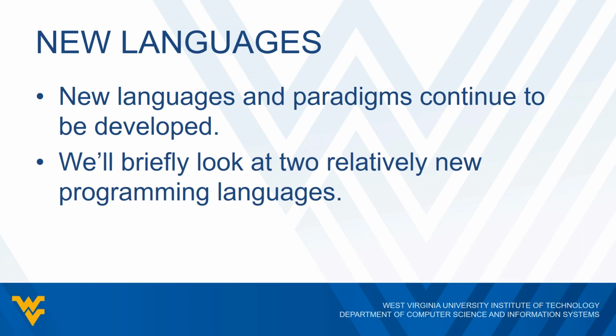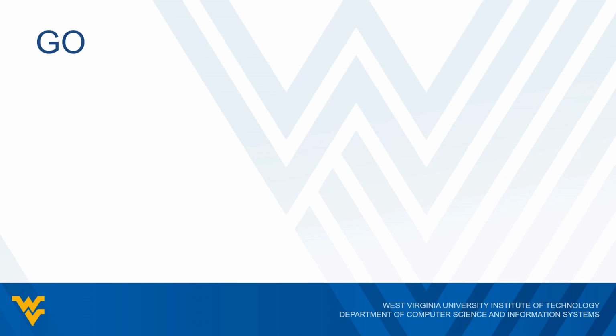So what we're going to do here is briefly look at two relatively new programming languages. One of them is called Go, and the other one is called F Sharp. Go is a programming language that was developed at Google in 2009. The original idea behind it was a frustration with existing languages and environments for systems programming. You basically had to choose between efficient compilation, efficient execution, or ease of programming. There wasn't really a language that had all three.